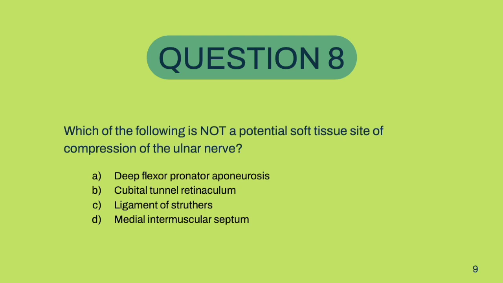Question 8, the correct answer is C, ligament of Struthers, because ligament of Struthers is not a site for ulnar nerve, it is a median nerve. The arcade of Struthers would be an ulnar nerve potential soft tissue site.